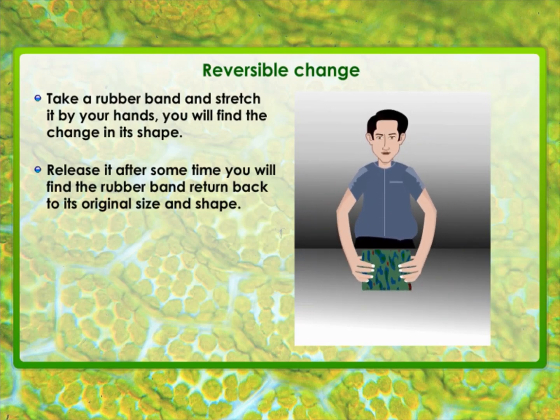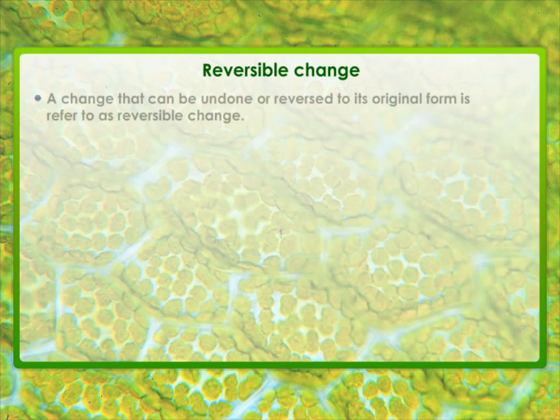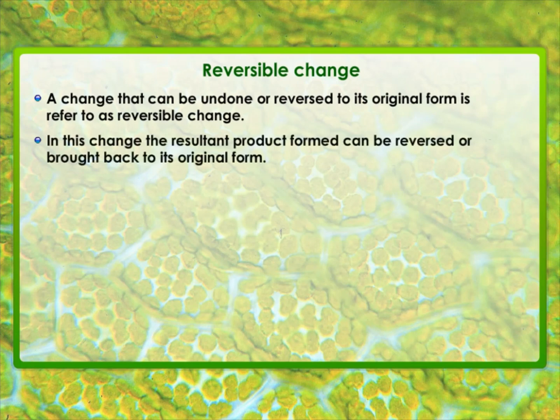So from the examples, we can explain the process of reversible change as a change that can be undone or reversed to its original form. In this change, the resultant product formed can be reversed or brought back to its original form.